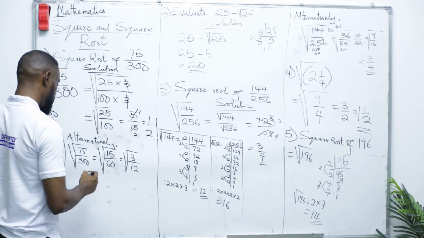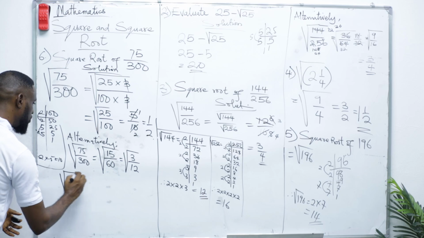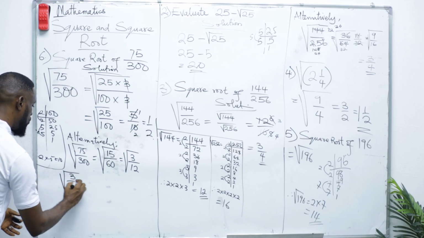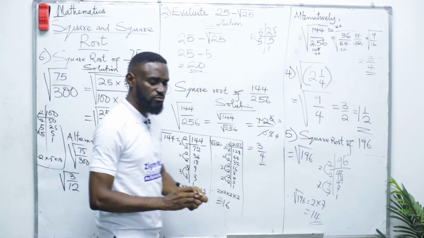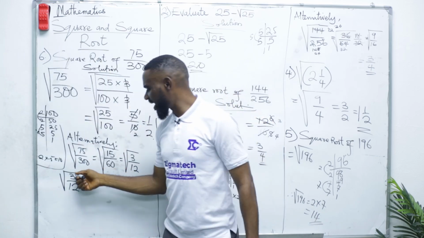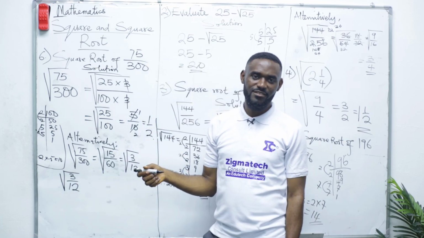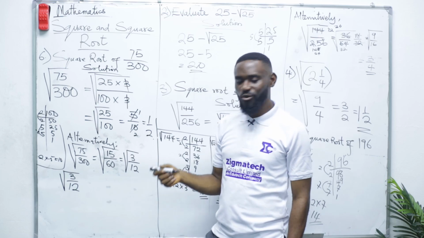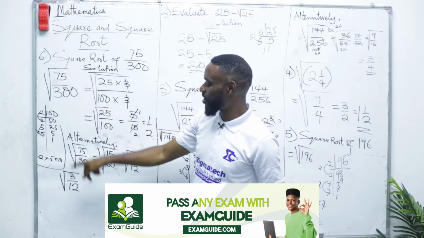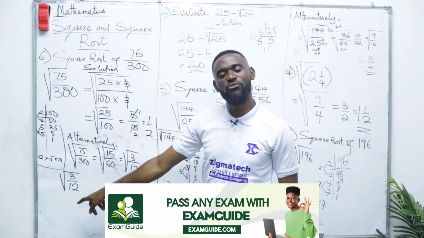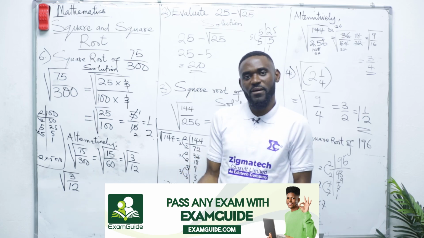Now look at this. We have, let me bring it this way, root of 3 over 12. Root of 3 over 12. 3 is an imperfect square. 12 is also an imperfect square. You see, what we did here for 75 and 300, we are also going to do it here. So let's look for a number that when we multiply, there should be a perfect square from there.